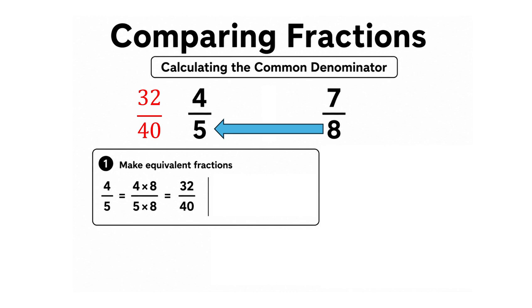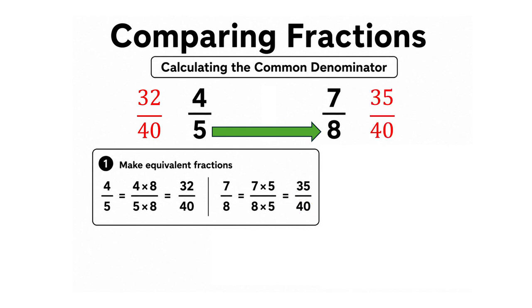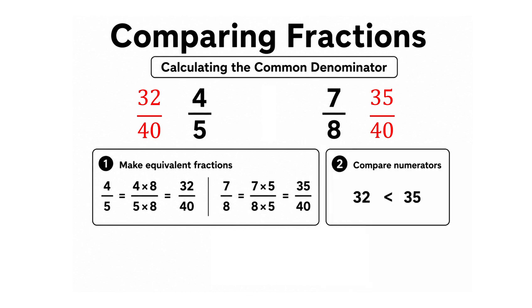Now what we want to do is change our 7/8. So we do this by multiplying 5 by 7, which equals 35, and then 5 by 8, which equals 40. And now we have our two fractions, 32 over 40 and 35 over 40. Then we compare the numerators because we have a common denominator of 40. We can see that 32 is less than 35, therefore 7/8 must be larger than 4/5.